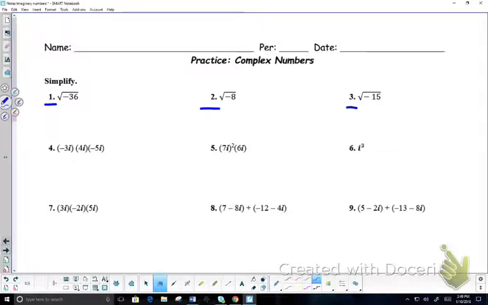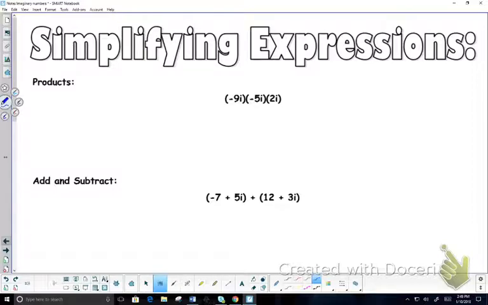Okay? Let's go to this page, the other page of your notes. We know now that i equals the square root of negative 1. That means everywhere there's a square root of negative 1, we can replace it with i. Well, what if I asked you what is i squared equal? Wouldn't it just be negative 1?